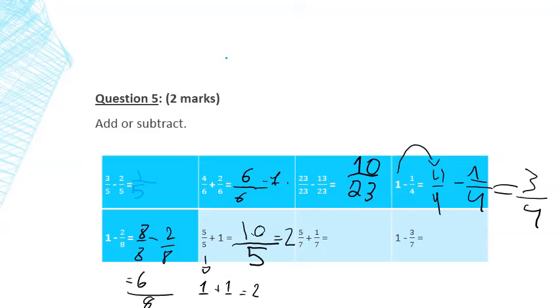5 over 7 plus 1 over 7, Jawad. 5 plus 1 is 6, and we keep the denominator. Now, Hadi. 1 minus 3 over 7. 4 over 7. Can you explain? Instead of 1, we have 7 over 7 minus 3 over 7. 7 minus 3 is 4. And we keep the denominator.